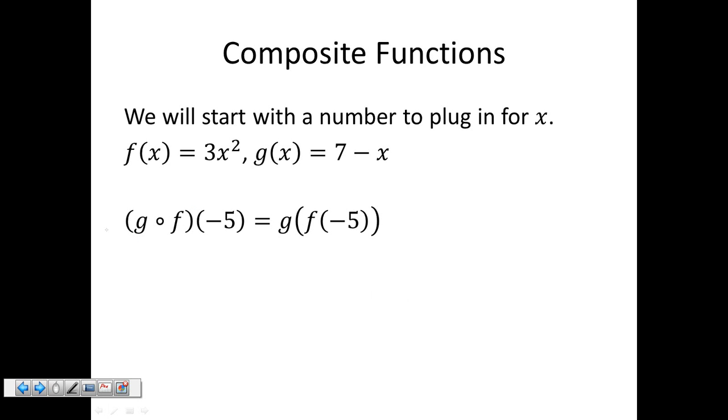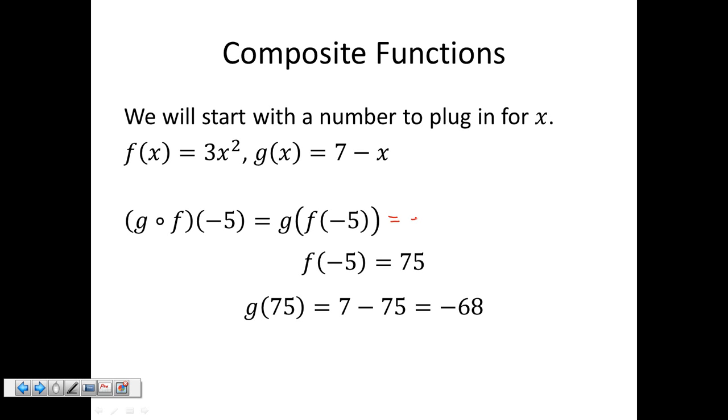Okay, now we're going to have to get across an idea here. So things look a little bit different here. Now I'm finding g of f of -5. So I'm going to plug that -5 into f, and I get 75. 3 times 25, 75. Now I take that 75 and I plug it into g. g of 75 is equal to -68. So now g of f of -5 is equal to -68.